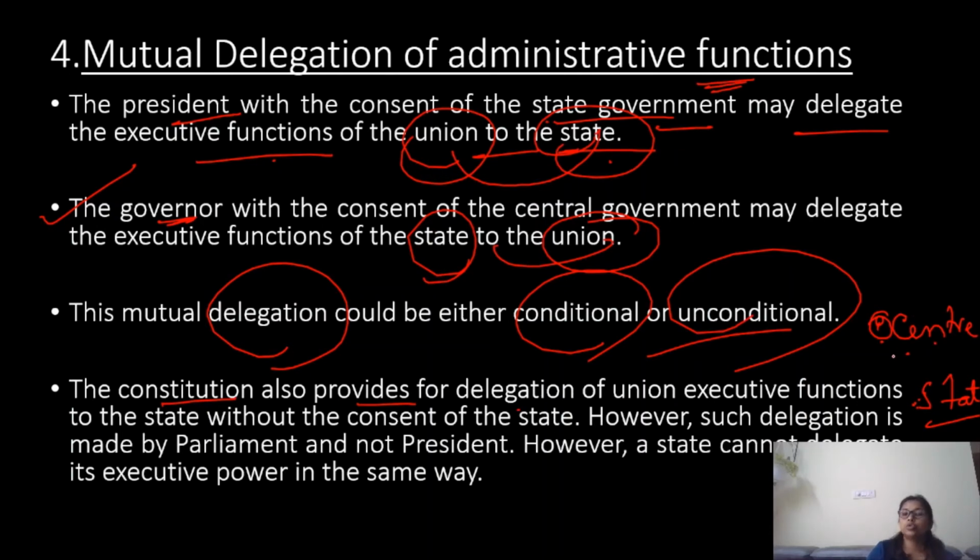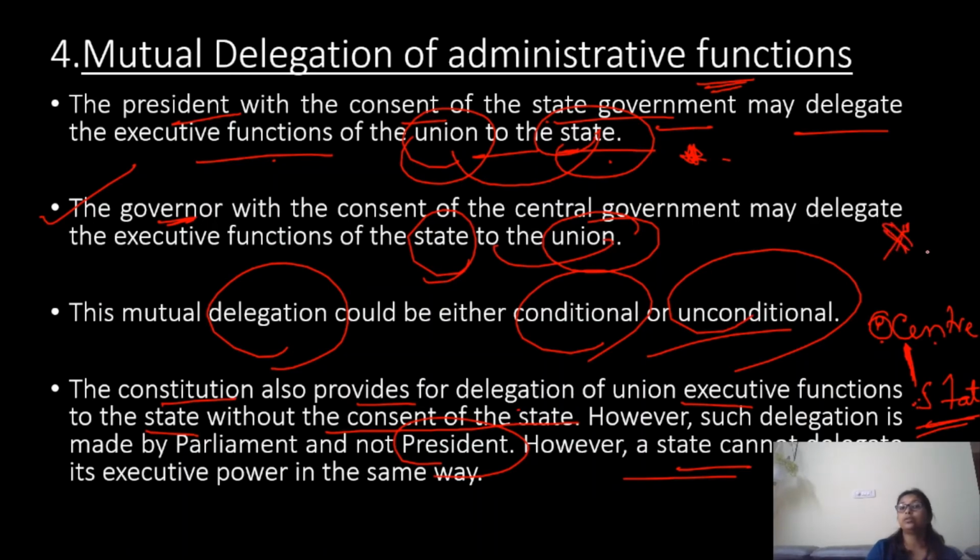But as per the constitution, delegation of administrative work can happen without the consent of the state government also. I already said that consent needs to be taken from the state government, but in the constitution it is written that delegation of union executive function can be given to the state without the consent of the state. But in such cases, the president is not going to delegate. Parliament has the power to do so. Only Parliament has the power that, without obtaining the consent of the state government, it can delegate the administrative function of the center to the state. But the other thing is not possible.